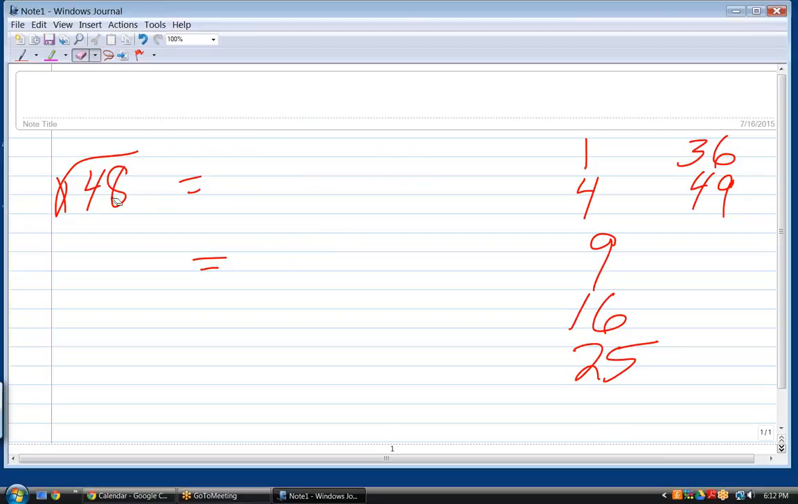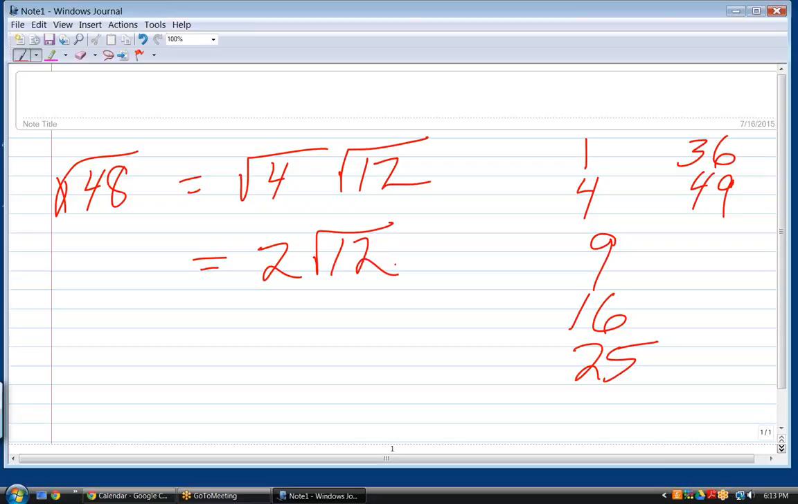Is there a factor of 48 that's on this list over here? No. Actually, yes, 4. So this would be the square root of 4 times the square root of 12, which is 2 root 12.